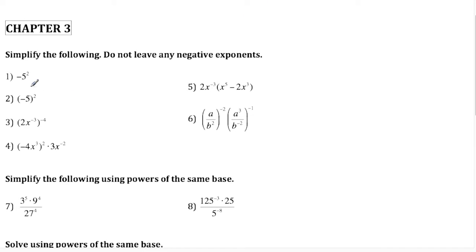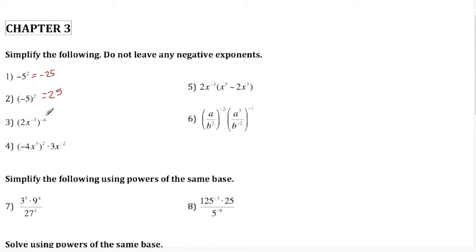So if we look at this first one, negative 5 squared, it would be different if it were negative 5 in parentheses squared. With number 1, we are just squaring the 5 and there's a negative out front. This is the same thing as negative 1 times 5 squared. So this gives us negative 25. But if we put the negative 5 in parentheses, that means we're squaring the whole thing, including the negative, so we get a positive 25.